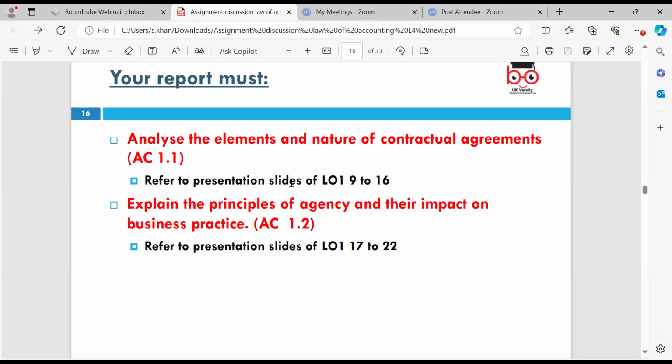So these are the parts that you need to do for part B. You need to analyze the elements and nature of contractual agreements. You need to explain the principles.